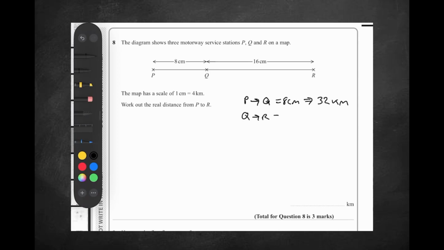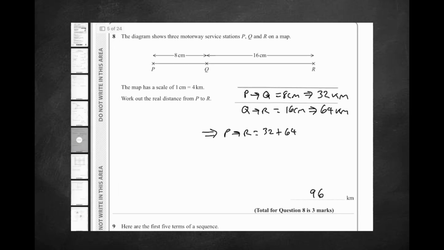Q to R is 16 centimeters, which is double 8, so this will be double. Therefore, P to R is going to be 32 plus 64, which is 96 kilometers.